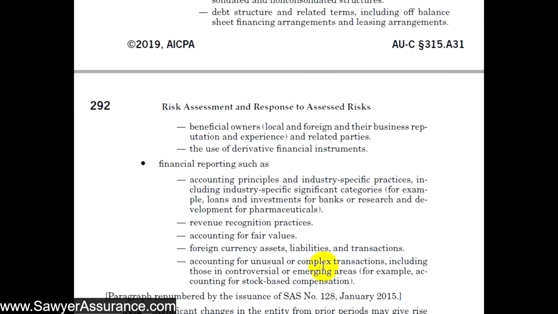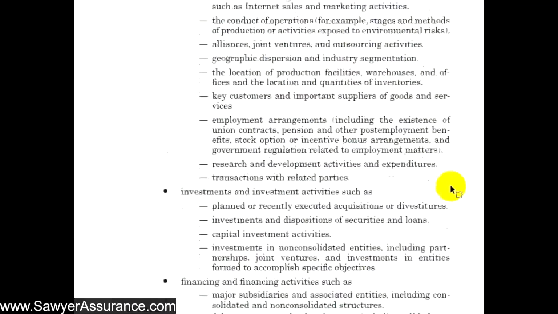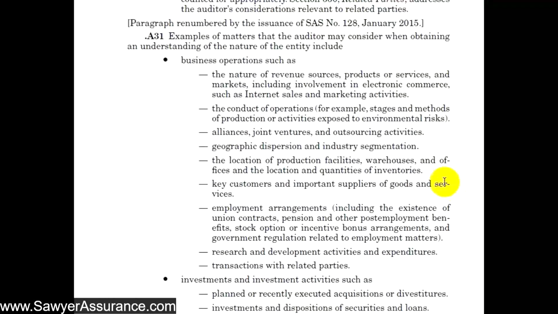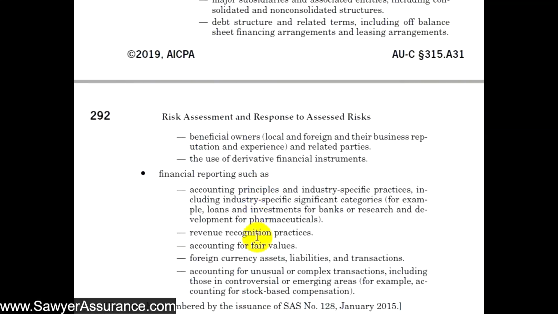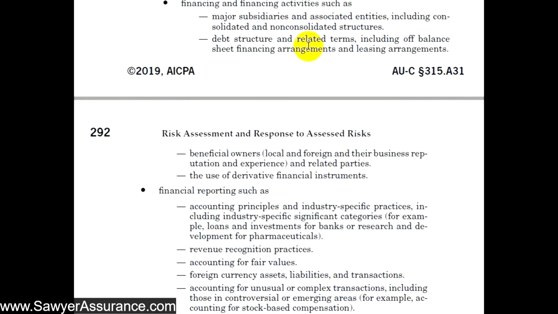So, going through this checklist, whenever we are initially gaining an understanding of the entity and its control environment, we can just kind of go one by one through these and note how the entity under audit is represented by each of these.